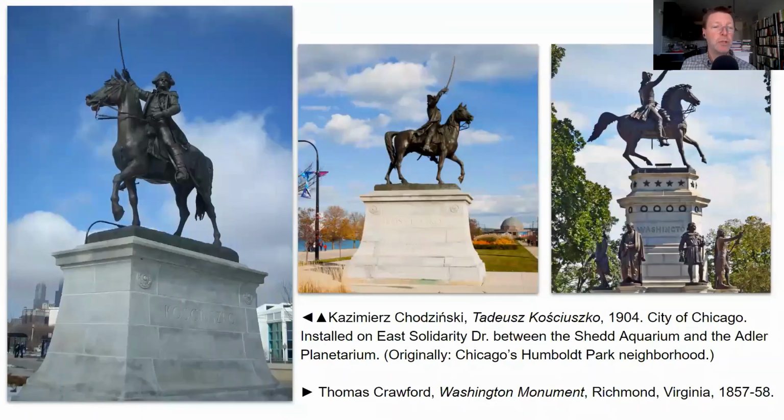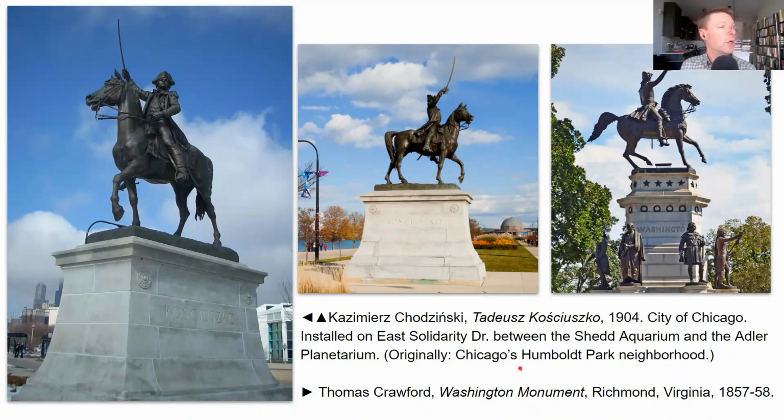The Kosciuszko sculpture was originally made for and installed in the Polish neighborhood of Humboldt Park in Chicago before it was relocated to a more prominent site along Lake Michigan between the Shedd Aquarium and Adler Planetarium. Kosciuszko also fought in the Revolutionary War, first under Horatio Gates in New York State, and later in theaters in the Carolinas.